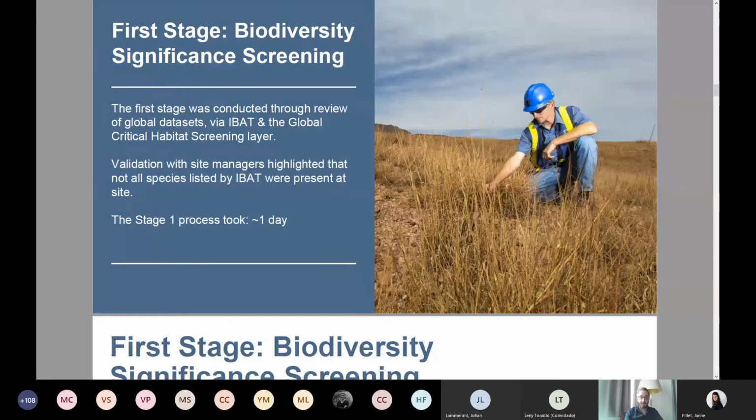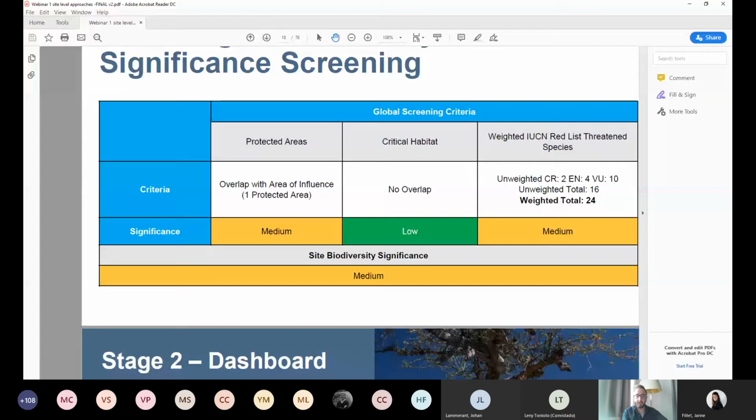If you can move to the next slide, please. Can we move to the next slide? Sorry, thank you.